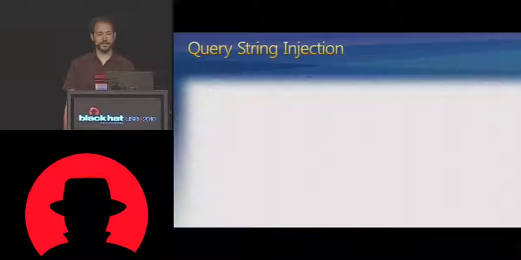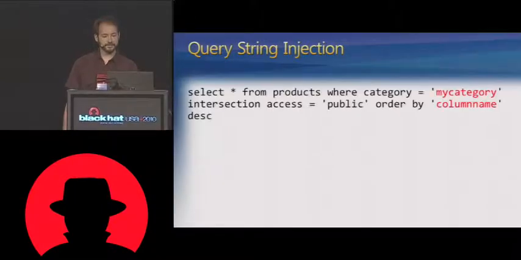So here's an example of how this could work. Here we have a simple query string: select from products where category equals my category, intersection access equals public, order by column name. In this case, I've got a set of products, some of which I display to everyone, some of which are private or access controlled in some way, and I'm letting the user sort and choose what category they're looking at. So I've got some access control mixed into here. This is not a good way to design an application.